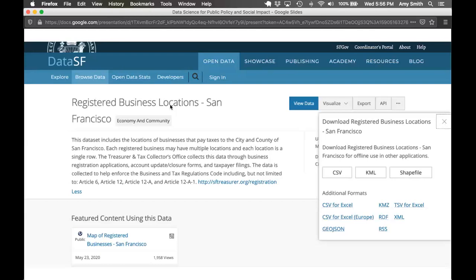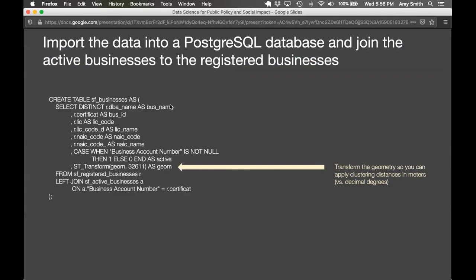In this case, I downloaded the shapefile so that I could put it in my Postgres database. So my first step was to import the data into the database. And what you see here is a join of the active businesses to the registered businesses, so I could flag which ones were active and use those for my analysis. I also transformed the data so that it uses a projected coordinate system. And that'll make sense later on in the analysis.